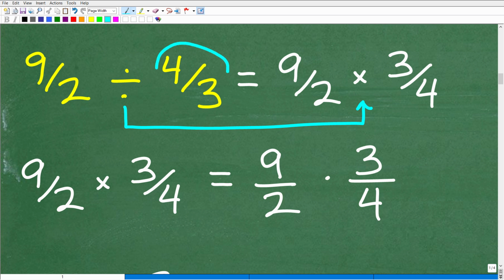And the way we're going to do that is we're going to flip the fraction to the right of the division symbol. In other words, you're going to find what we call the reciprocal. It's basically just going to flip it upside down. So when I flip 4/3, I'm going to end up with 3/4. But when I do that, I'm also going to change that division to multiplication. So make sure you understand this.